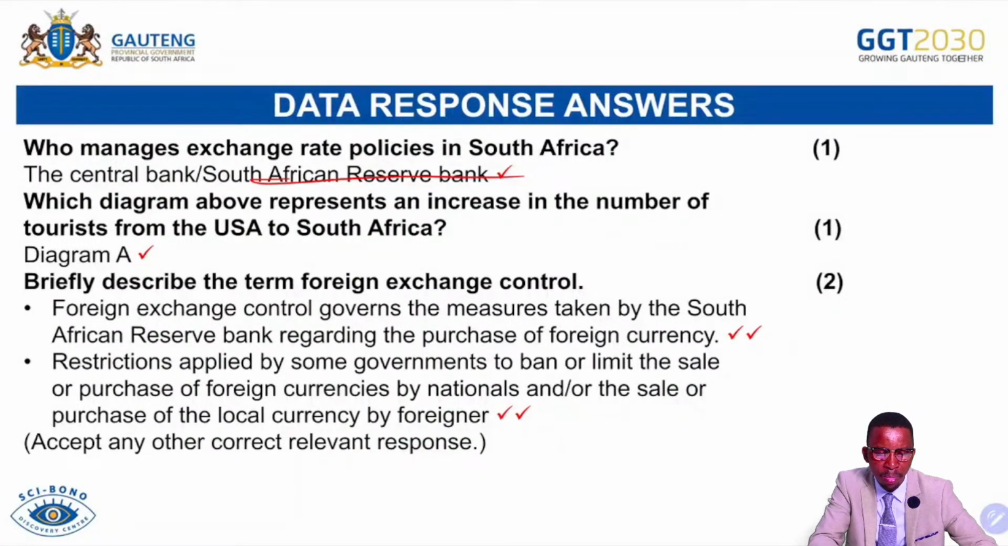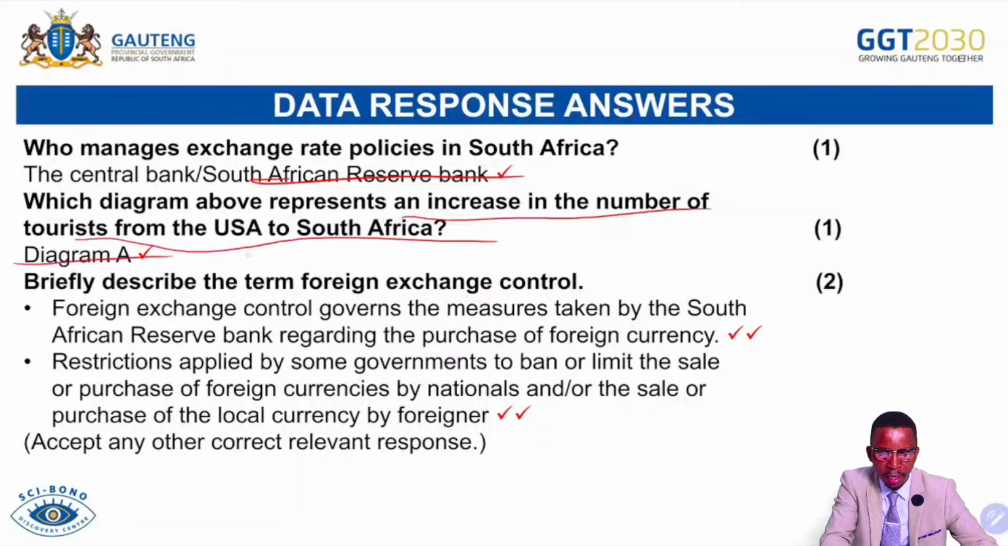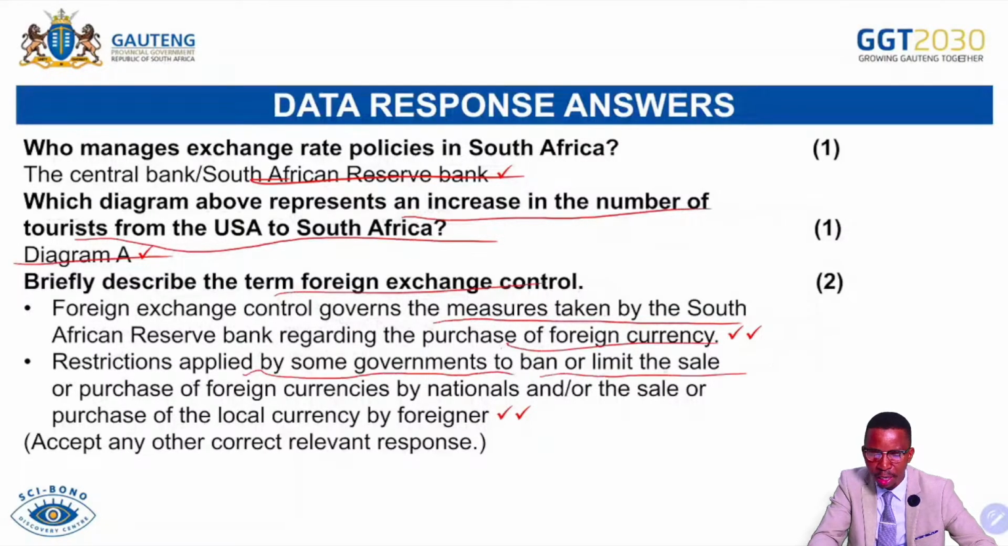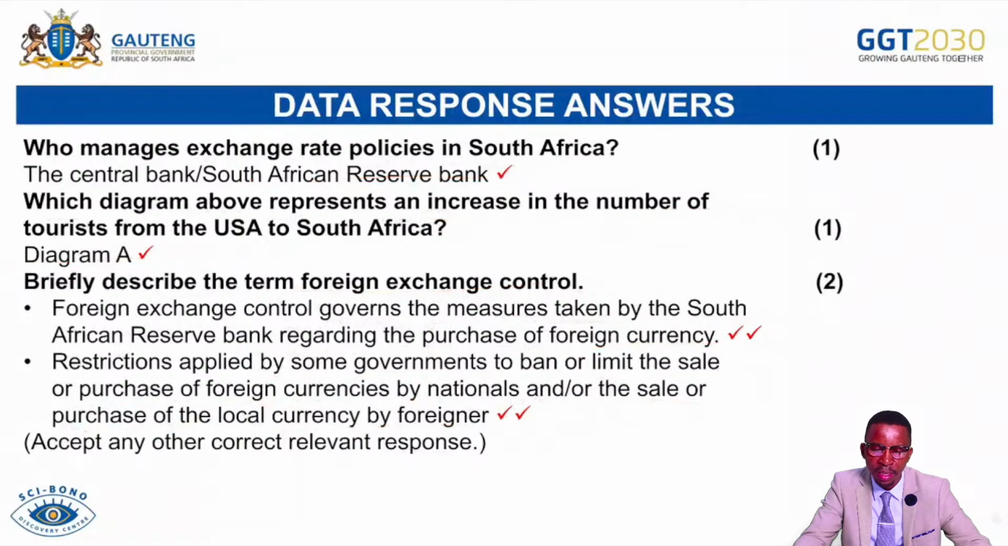There is the answer. And then which diagram above represents an increase in the number of tourists from USA? Diagram A. Briefly describe the term exchange rate control. Foreign exchange control governs the measures taken by the South African Reserve Bank regarding the purchase of currency. Restrictions applied by some governments to ban or limit the sale or purchase of foreign currencies by nationals, and or the sale or purchase of the local currency. Any other correct relevant response is accepted.